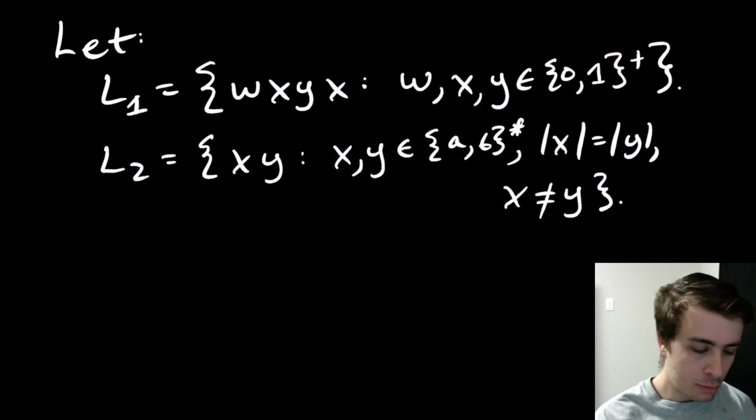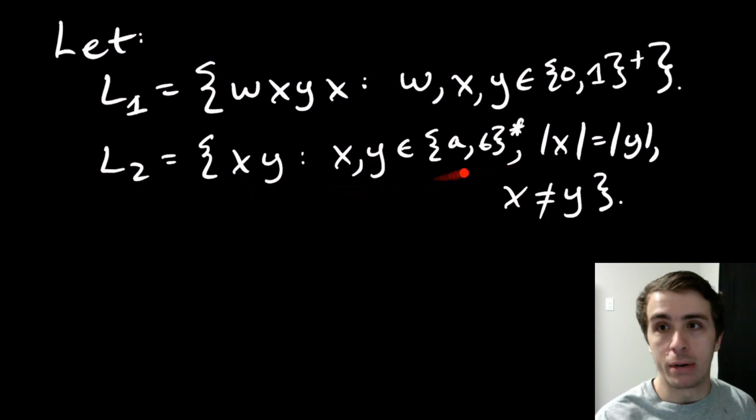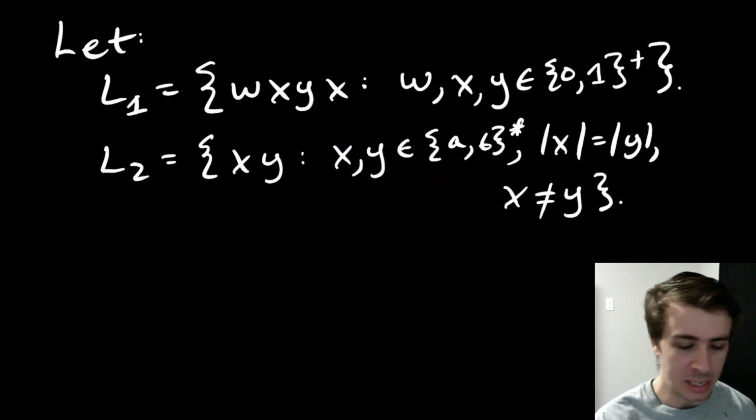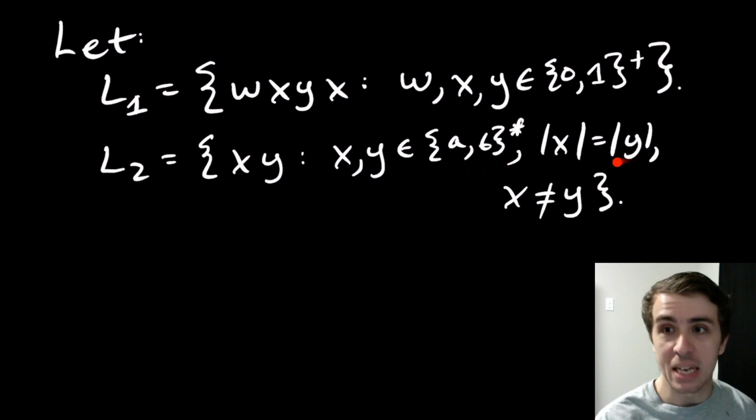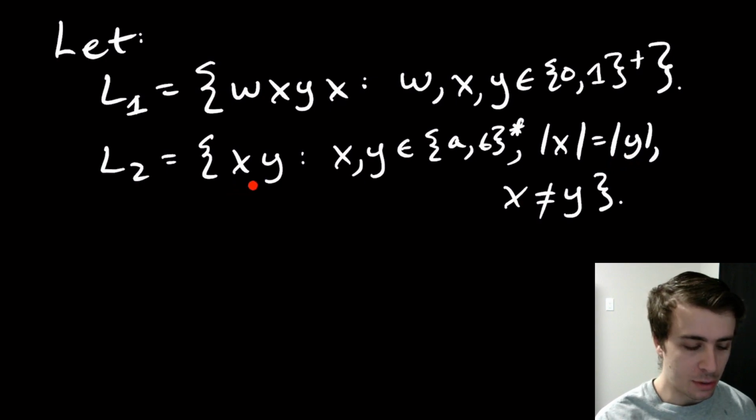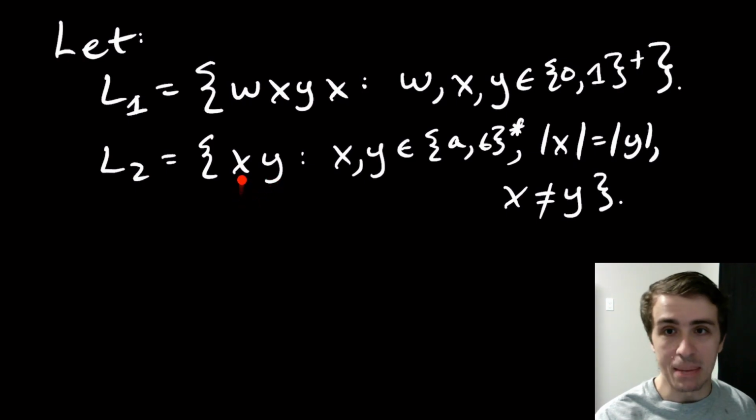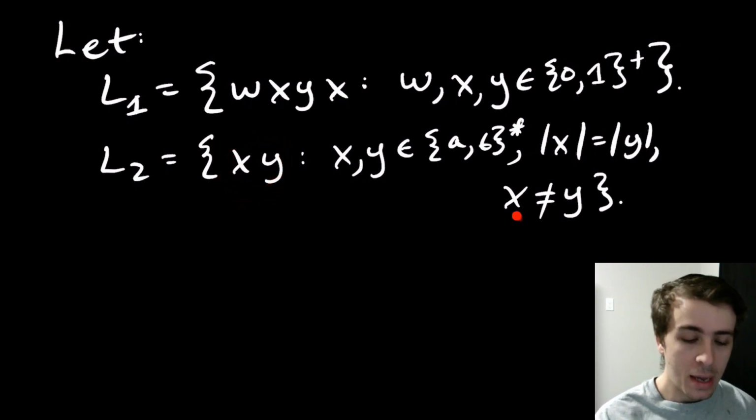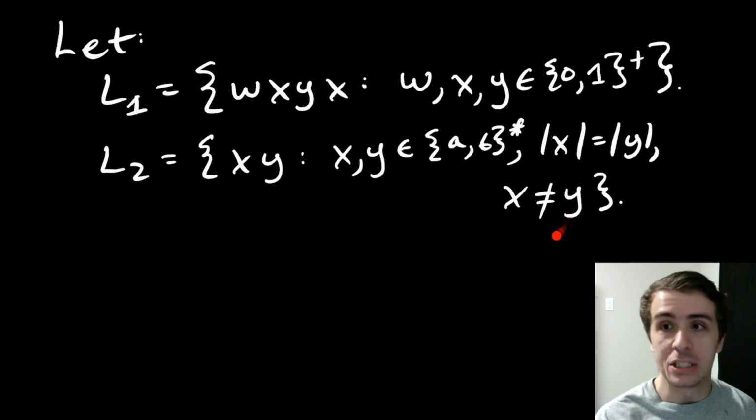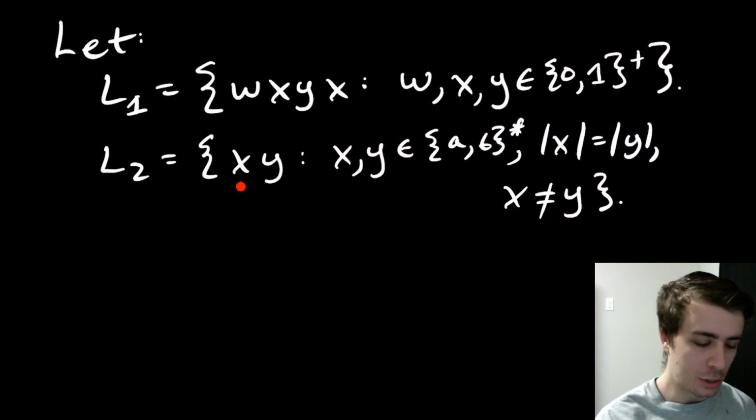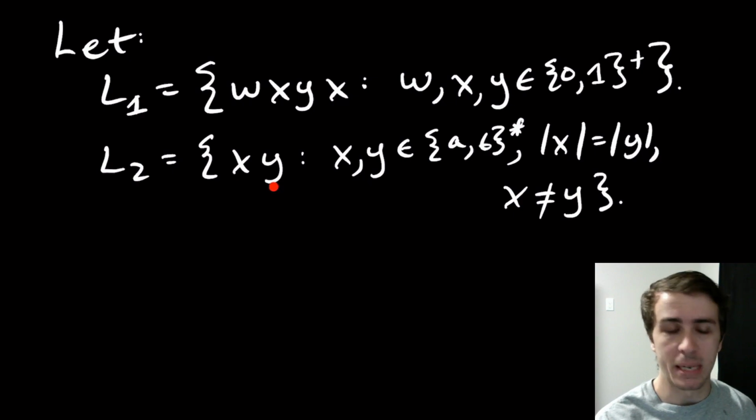And L2 is XY, where X and Y are arbitrary strings. You can call this 0, 1. I'm going to call it AB because that's what the question said. The length of X is the same as the length of Y. So they're not completely arbitrary, but they have the same length. So you can say that all the strings in here are even length, and the two pieces are not the same. So this piece is not the same as this piece.